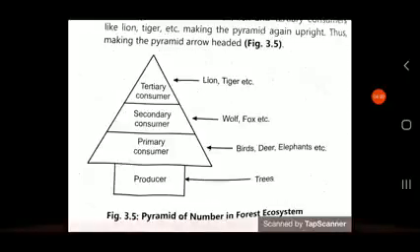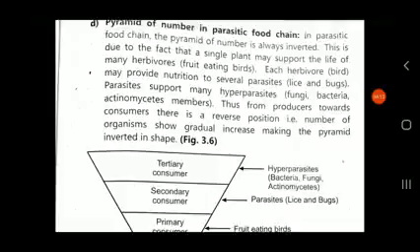Then we move on to the next, that is the pyramid of number in parasitic food chain. Now in parasitic food chains, there are parasitic organisms which feed on other organisms or live in the tissue of other organisms. We can see in this scenario how many parasites are present at every trophic level. Pyramid of number in parasitic food chain.